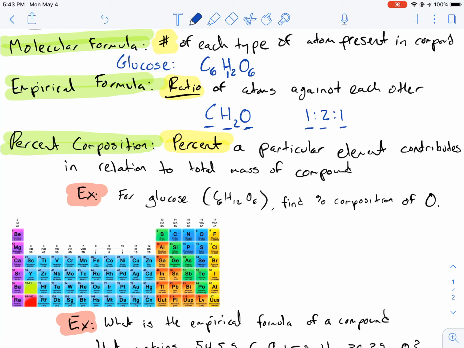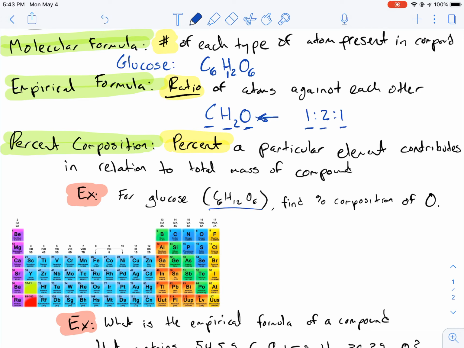And our example is for glucose, and that's the molecular formula of glucose. Find the percent composition of oxygen. So we already have the empirical formula up here, so it's already reduced to this, right? We found that just a minute ago. What you're going to do is you're going to take the atomic mass of whichever one you're trying to find. We're trying to find oxygen. So we're going to take the atomic mass.